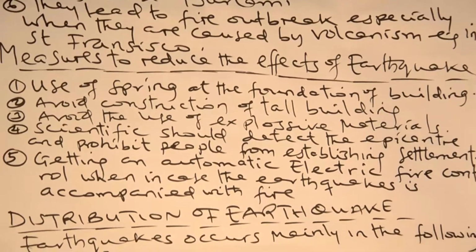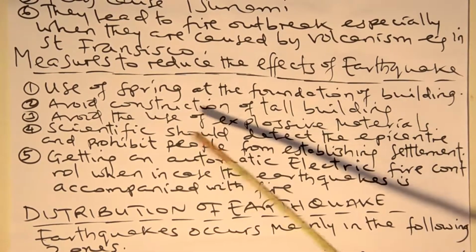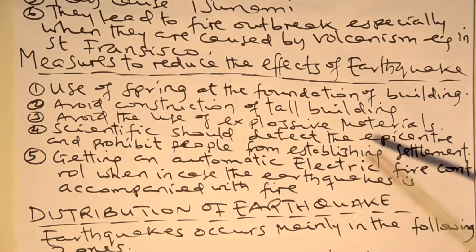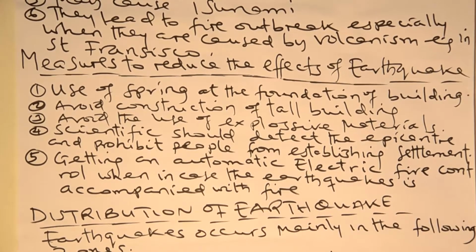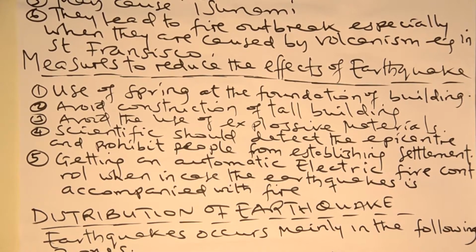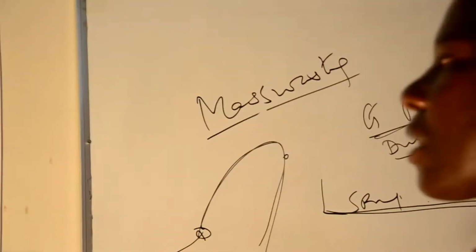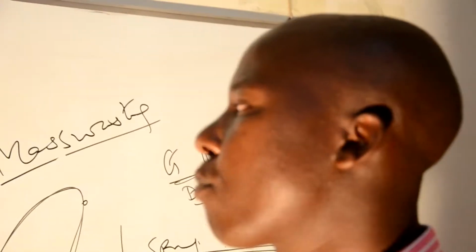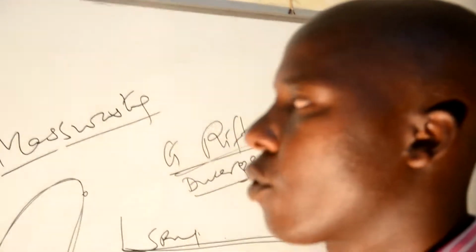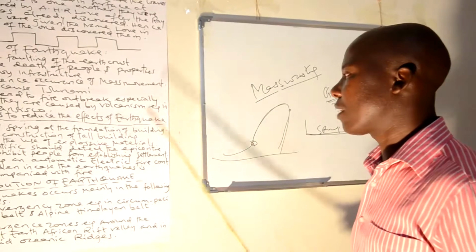Another measure is to avoid the use of explosive materials. Dear students, I told you that a minor cause of earthquake is mining or drilling. Therefore, it's about using explosive materials, baruti. It should not be used, because wherever you use explosive material it can lead the earth crust to be shaking against each other.